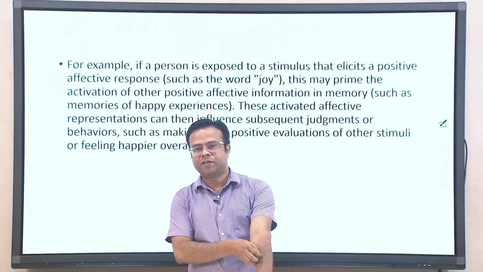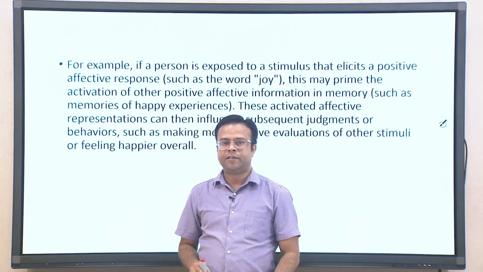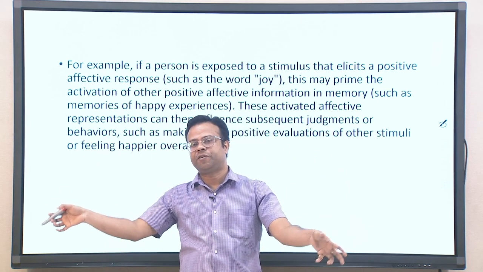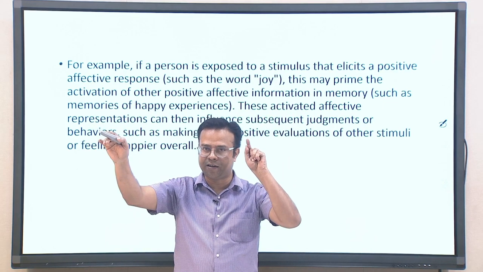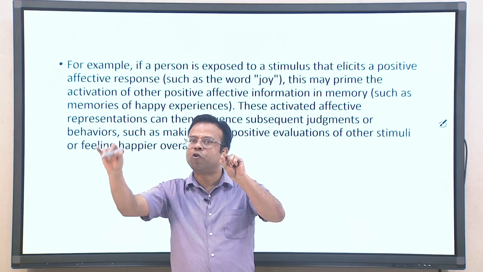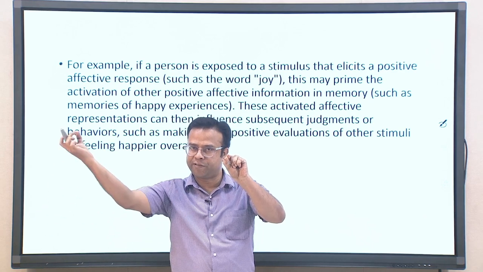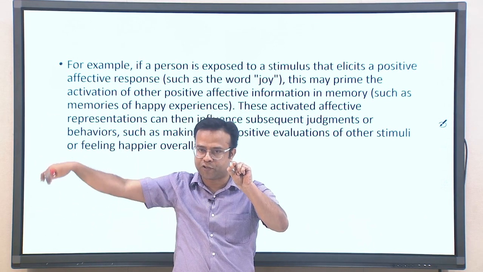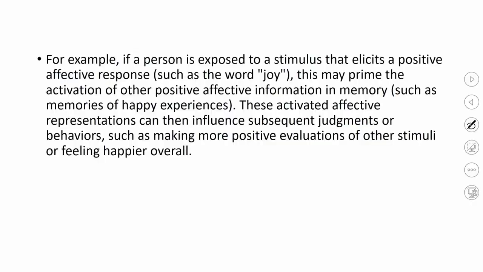So for example, if a person is exposed to a stimulus that elicits positive emotions such as joy, this may prime activation of other positive emotional information in the memory. So those positive memories will get activated because these are all connected. Emotion will influence similar emotional nodes in the brain, and these nodes will be associated with different memories. So it activates past positive emotional events and the memories associated with them, such as memories of happy experiences.